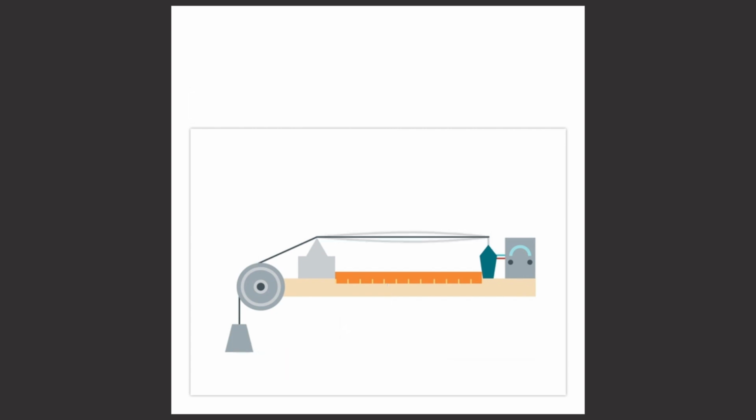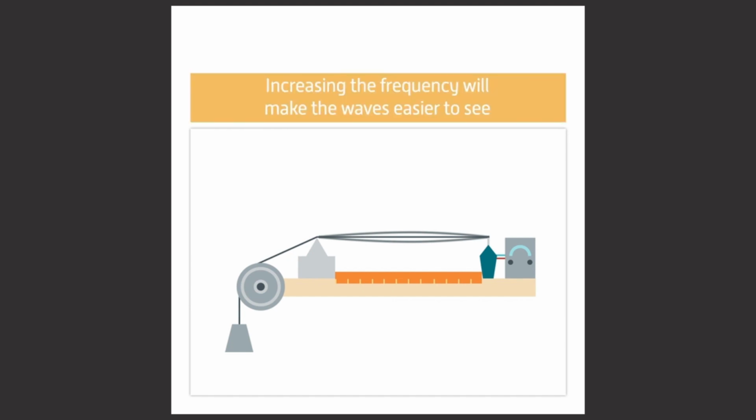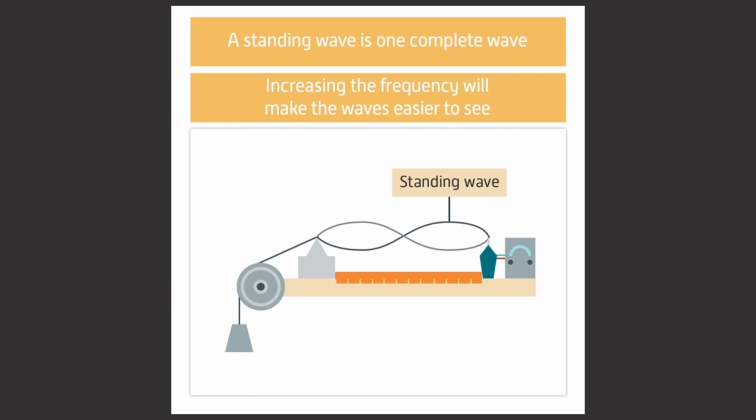Now turn on the vibrator to start vibrations in the string. At this stage, the waves will be moving across the string and will be hard to distinguish. If you turn up the frequency of the vibration, the waves will become easier to see. If you keep increasing the frequency, the wave will appear to stop moving and produce what is known as a standing wave. This is one complete wave.